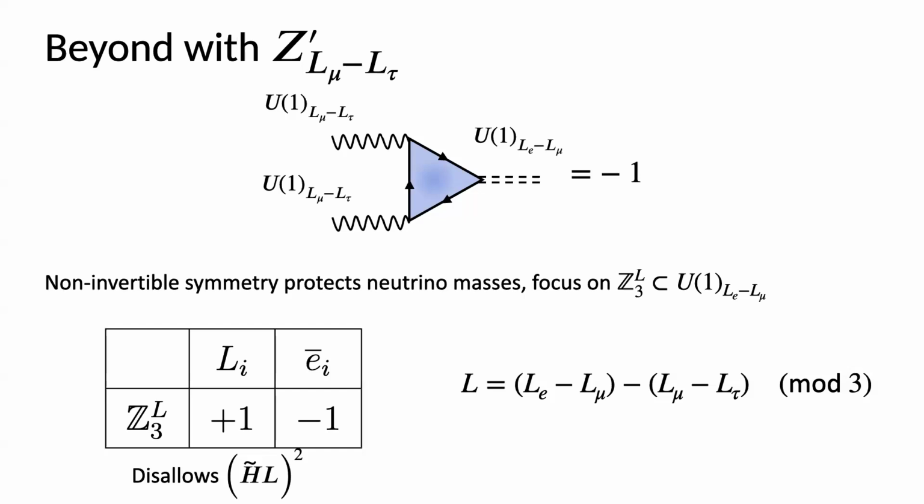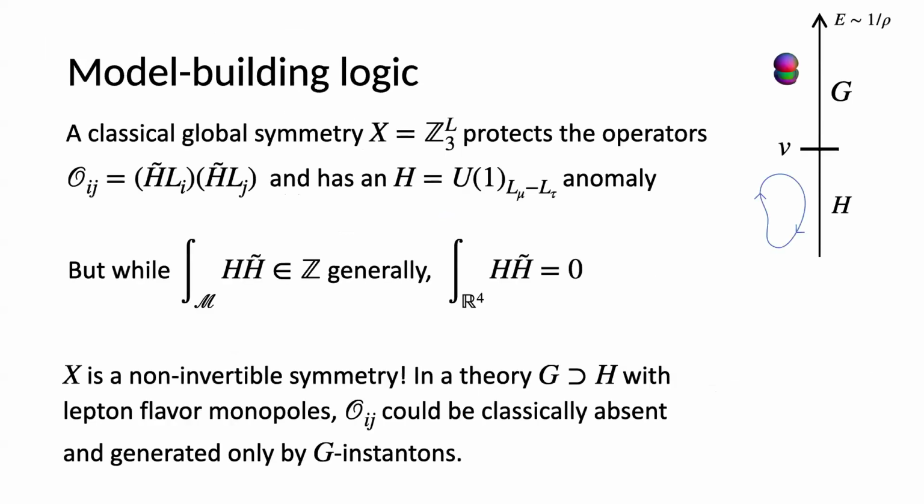So there's actually a Z3 generation independent subgroup of lepton number that becomes non-invertible and disallows, say, Majorana masses for the neutrinos. And so we could follow our model building strategy and think about a UV model that introduces magnetic monopoles for L_mu minus L_tau, and that would have to generate from instantons these Majorana masses. Okay, and now we wrote down that model in the paper, but in fact, I think it's more interesting. Oh, that's the model building logic.